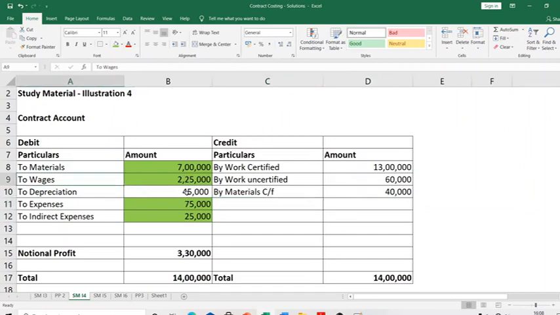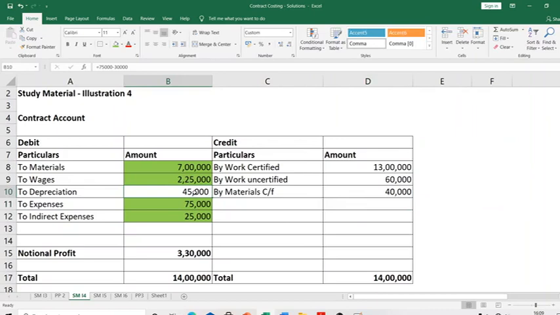Bring in whatever value is coming inside and remove whatever value is not used at the end of the year. Effectively you are still recognizing 45,000. So either you do it this way, or the study material would have said to plant, and then here it will say by plant carried forward. 75,000 will come here and then 30,000 will come here. Effectively the net debit will be 45,000.